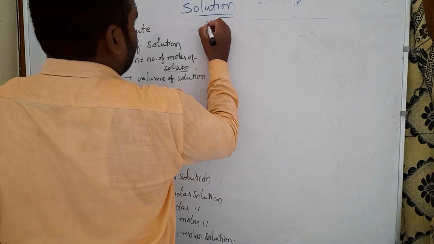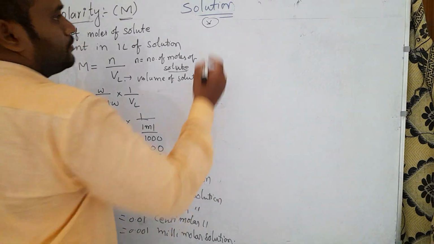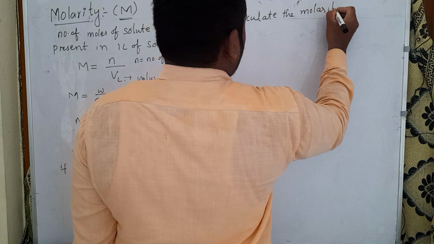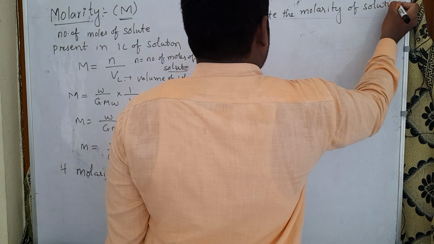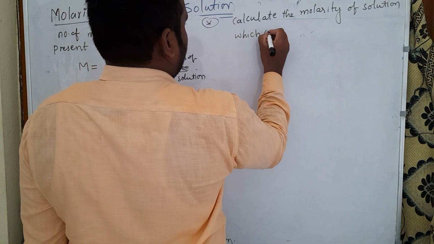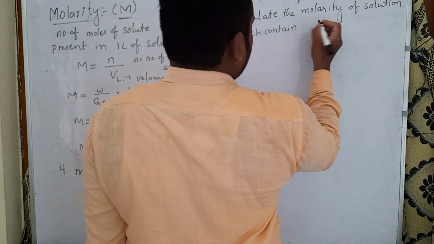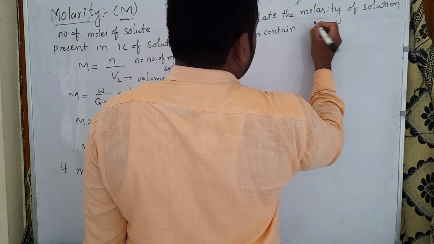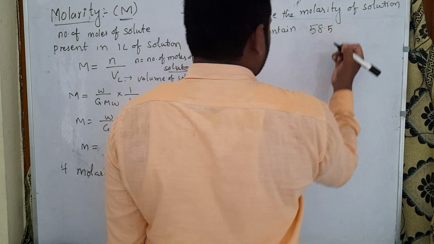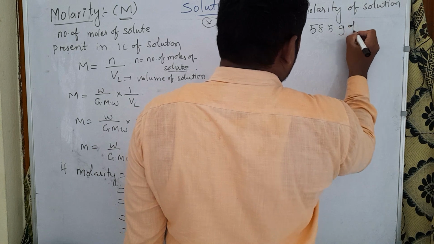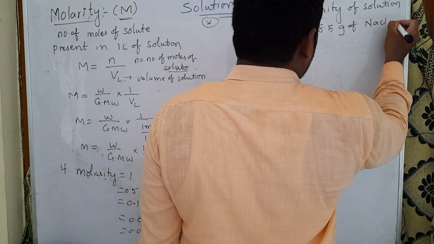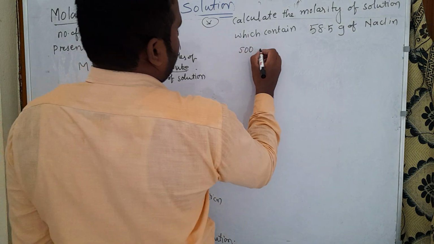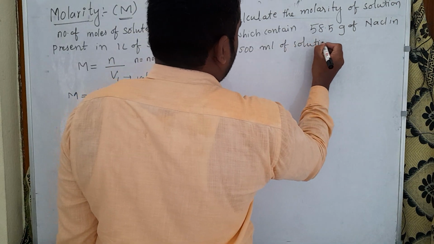Now let us take one example to get clarity. Calculate the molarity of a solution which contains 58.5 grams of NaCl in 500 ml of solution.